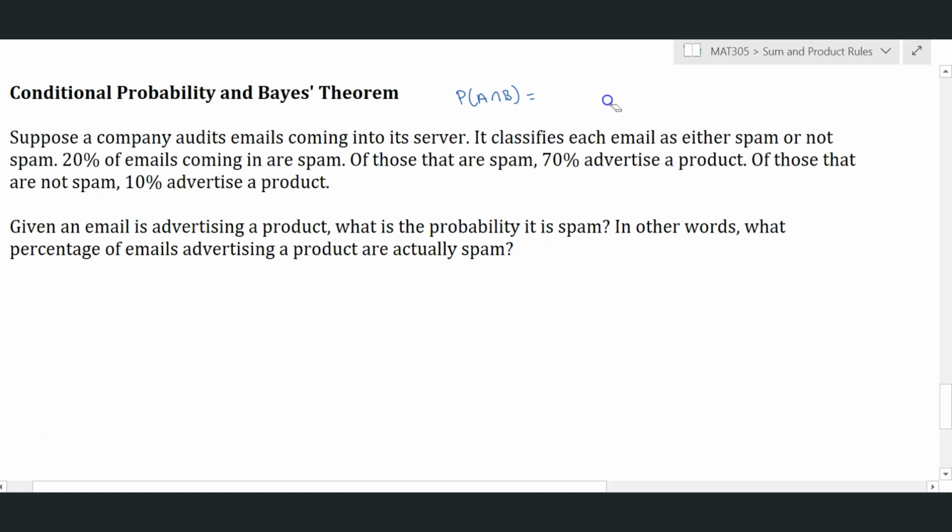So rather than write it as the product in this way, it's better to write the product rule as the probability of A times the probability of B given what we know about event A. Now, all this notation means is that we have to look at the probability of B after the event A has occurred.